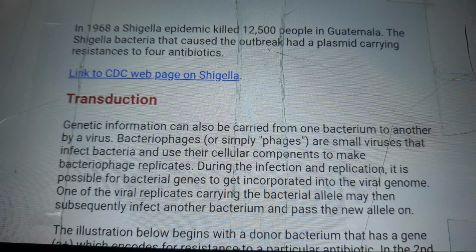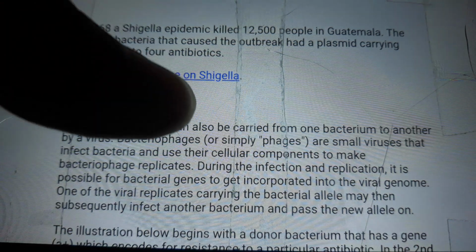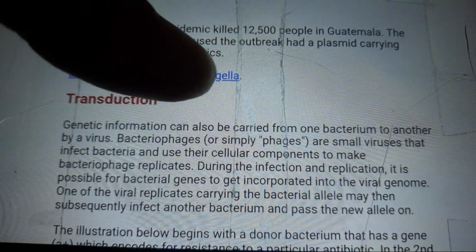Now we go to the next portion. In 1968, a Shigella epidemic killed 12,500 people in Guatemala. The Shigella bacteria that caused the outbreak had a plasmid carrying resistance to four antibiotics. So if we need details on that, we could go by the CDC webpage on Shigella. Let me see if it's of use to us. We can use it, or else we come back. Let's try the link.